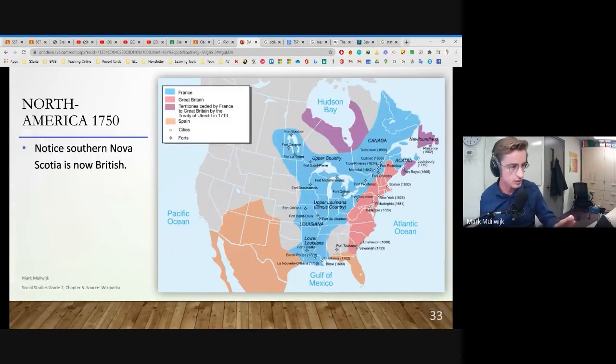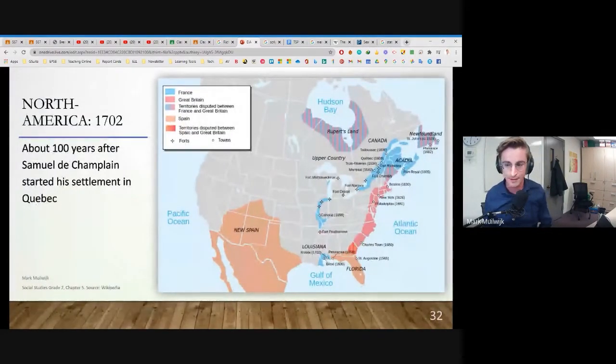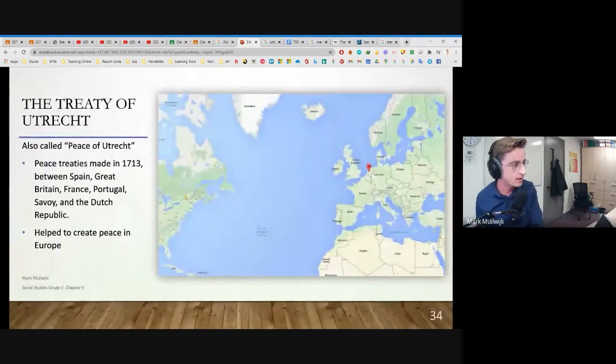You see it 50 years later, look how much they expanded in 50 years. But one important thing changed. Here, the southern island of Nova Scotia is blue, but then in this one, it is purple. And that is because it was given to Britain. They didn't have to fight for it. Well, that's not quite true. There was a lot of fighting. And in the peace treaty, France gave it to Britain.